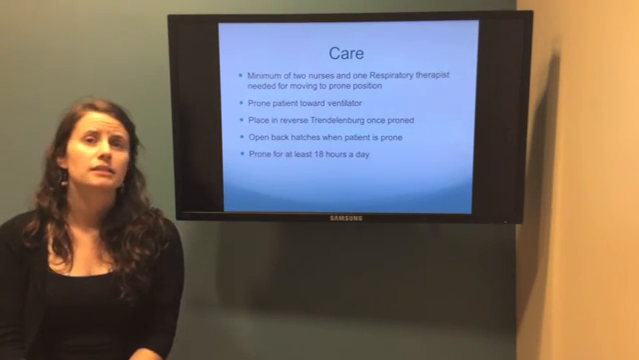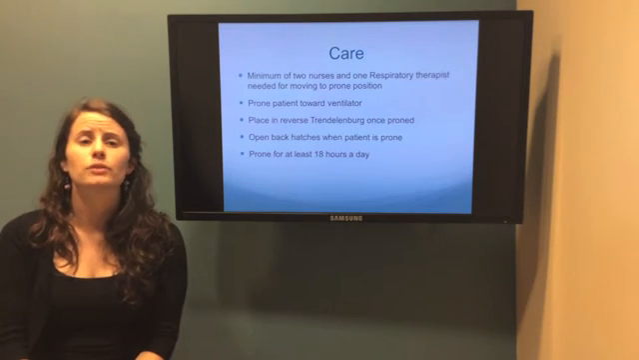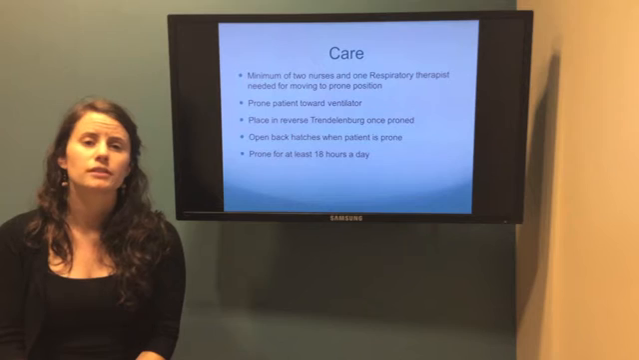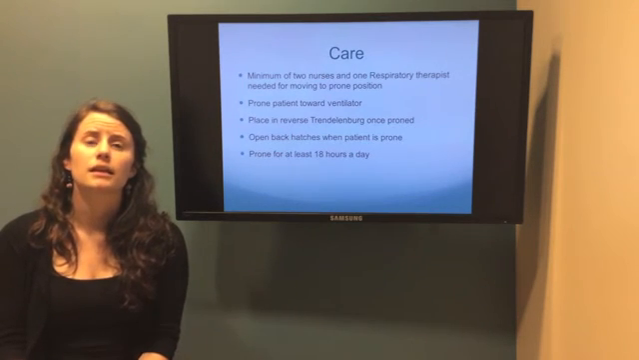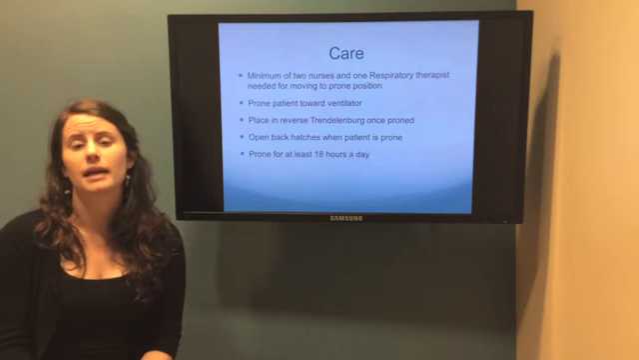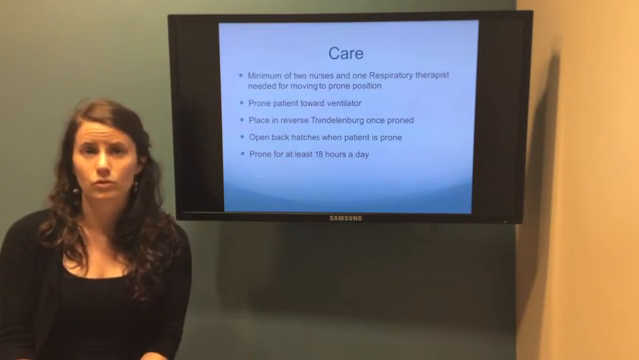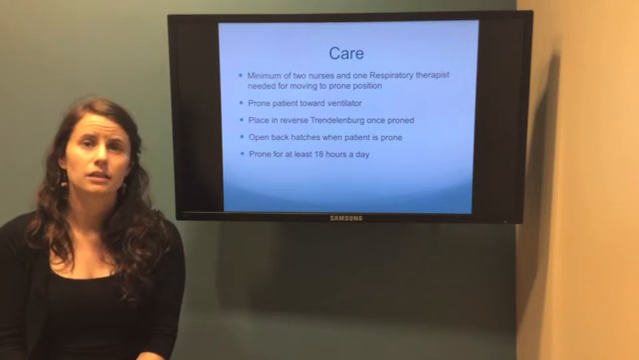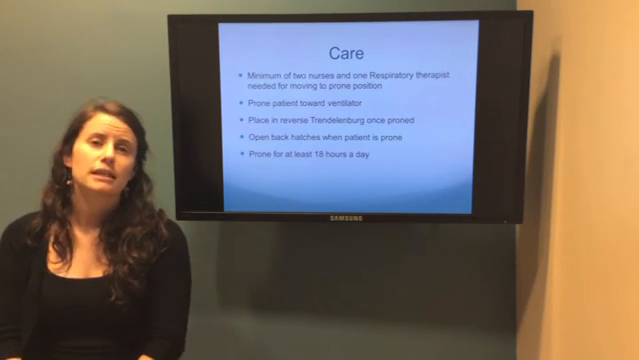When a patient is rotated into the prone position, you need a minimum of 2 nurses and 1 respiratory therapist. One of the nurses is going to be at the head of the bed, manning the lines. The respiratory therapist will be watching the ET tube and ventilator, and the second nurse would be at the foot of the bed manning the controls. You want to turn the patient towards the ventilator.